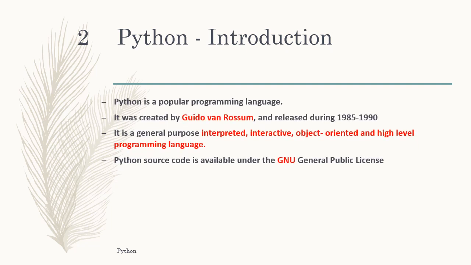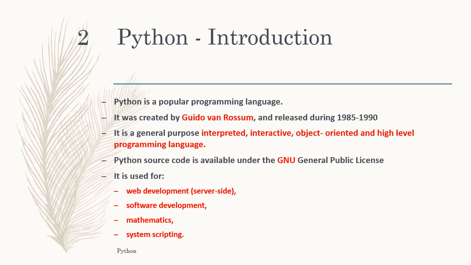Python introduction. Python is a popular programming language. It was created by Guido van Rossum and was released between 1985 and 1990. It's a general purpose, interpreted, interactive, object-oriented, and high-level programming language. Python source code is available under the GNU General Public License. It is used for web development, software development, mathematical operations, and system scripting.